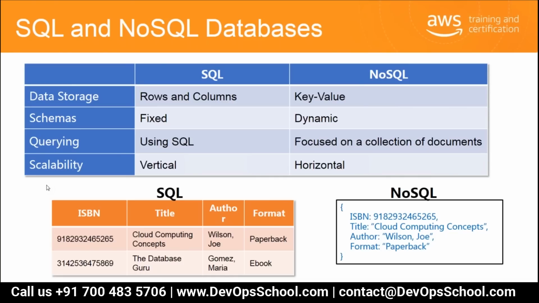And scalability can be horizontal. A typical example, if you look at the bottom images on the slide: a traditional SQL will look like this, where you have rows and columns in this format, and NoSQL will look like a document, where the same example can be translated like this: ISBN number, title, author, format, mentioned in the form of a document.